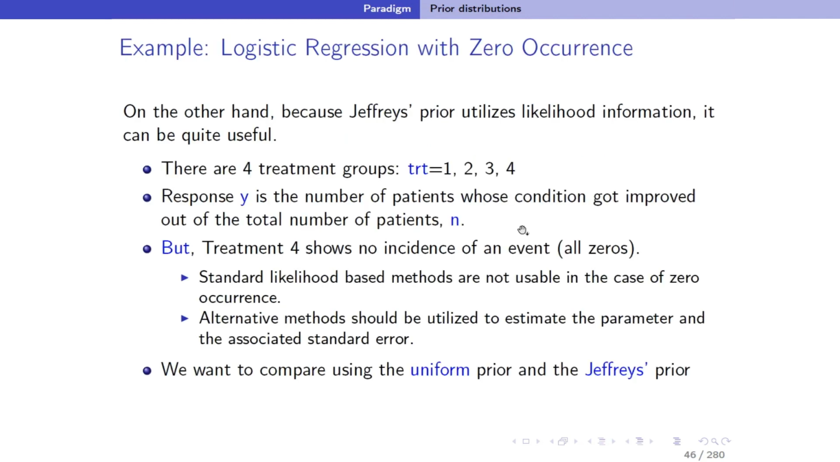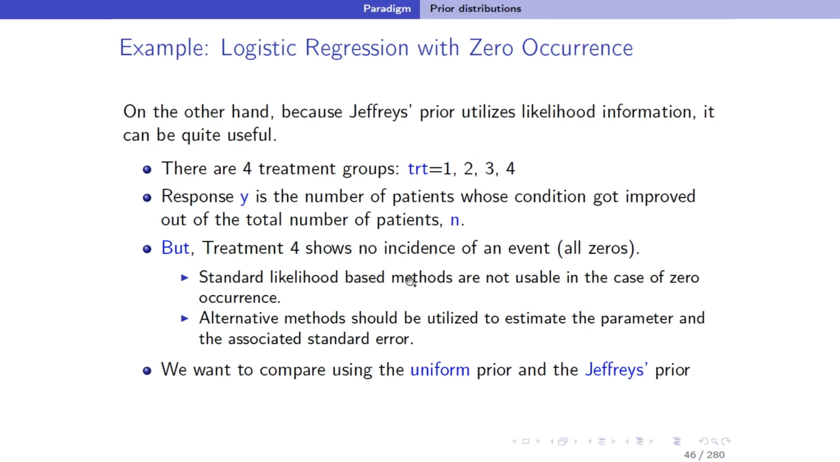But what I want to finish with this session is a logistic regression example with zero occurrence, to see how Jeffrey's prior utilizes likelihood information. It can be quite useful. So there are 4 treatment groups. Treatment is 1, 2, 3, 4, and the response is Y. The number of patients given the 4 different treatments improved out of the total number of N. So the ratio. Okay. So group 4 having no incidence of event, it's all zeros.